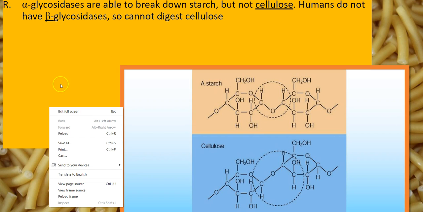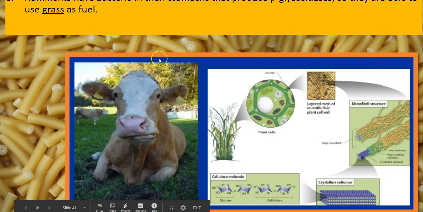So alpha glycosidases are able to break down starch, but not cellulose. Humans do not have beta glycosidases, so we cannot digest cellulose. And ruminant animals have a lot of help from their microbiomes to do that. They've got bacteria in their gut that produce beta glycosidases, so they're able to use grass as fuel.